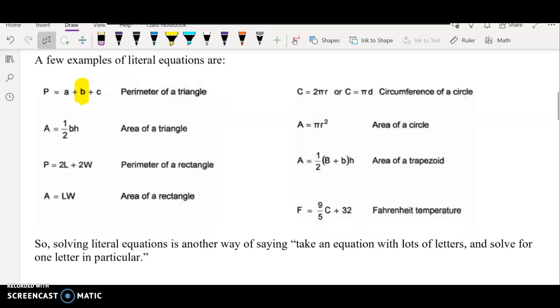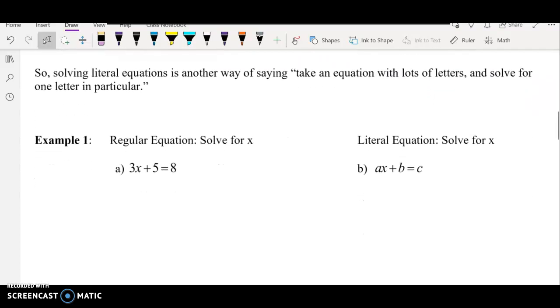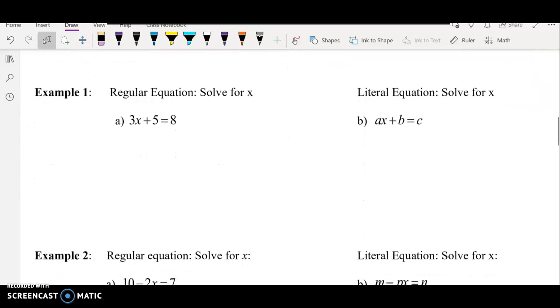In order to do that, we're going to start with things that we know and then move to the literal equation. Looking at example 1a, if I were to say solve for x, you'd look at that and say, I need to move the 5 to the other side. I'd get 3x equals 3. I would then divide by 3 and get x equals 1. You get a number that you can go back and check by plugging it in, and yes, 1 works. For a literal equation, we're going to have the same type of setup.